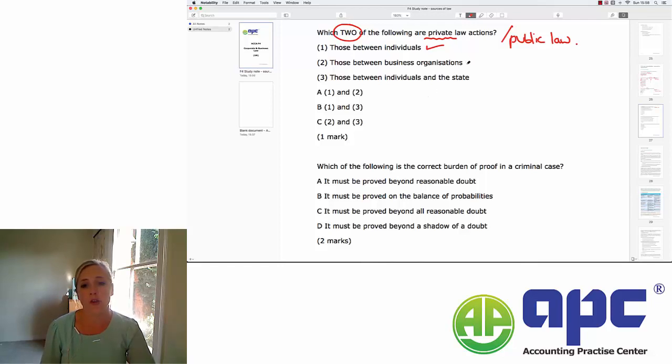And also that applies to business organisations. So if you have a contractual relationship between businesses, that would still be a private law action, even though they aren't individuals. It's actions that are between individuals and the state, if you remember, that are what we consider to be public law actions. And that's usually criminal law, because they're actions that are against society if you commit a crime. So on that basis, the two private law actions are 1 and 2, between individuals and business organisations. So the correct answer is A.